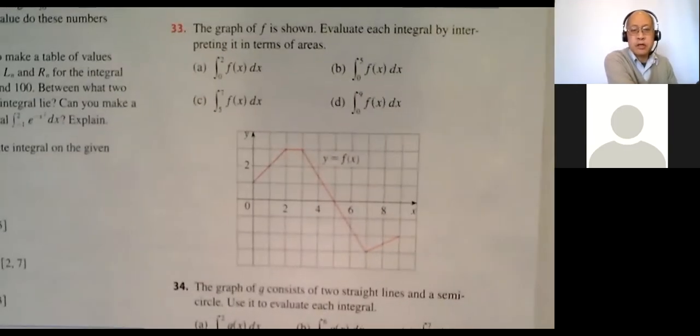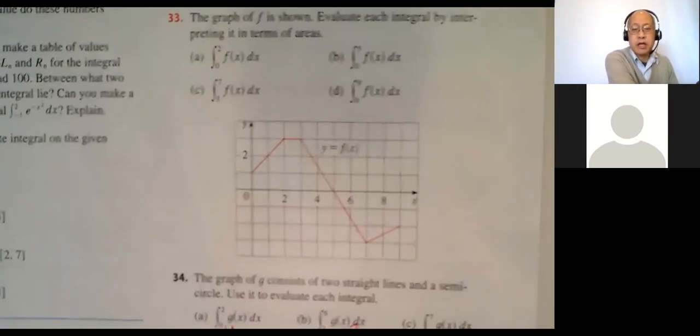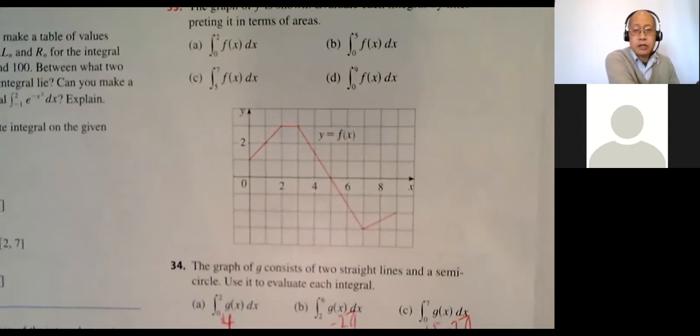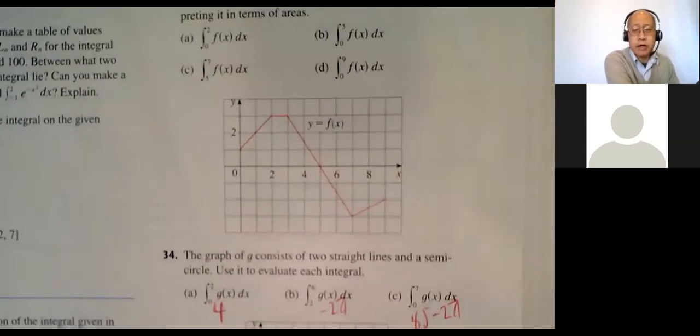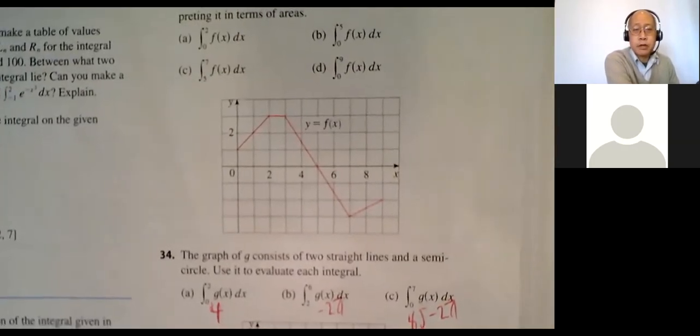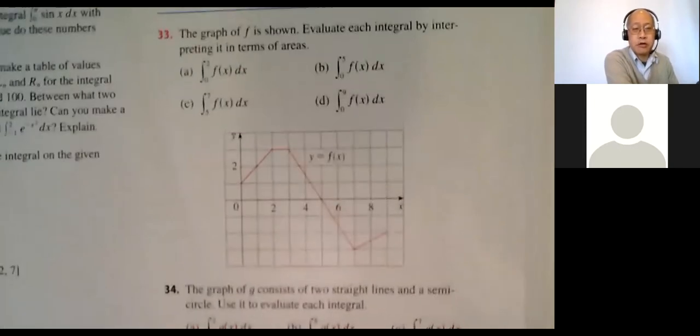You can do 33, which is similar. And you got the answer in the back of the book, and it's all straight lines. So you know how to find areas of rectangles, triangles, and so forth, right? So there isn't any curve in 33, so I'll let you figure that one on your own.